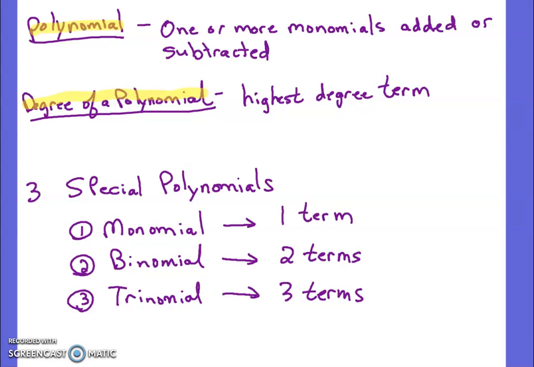So here are 3 special polynomials that we come across a lot in math. Monomial, again, notice the prefixes. A mono is a single term, a binomial is 2 terms, and then a trinomial is 3 terms.